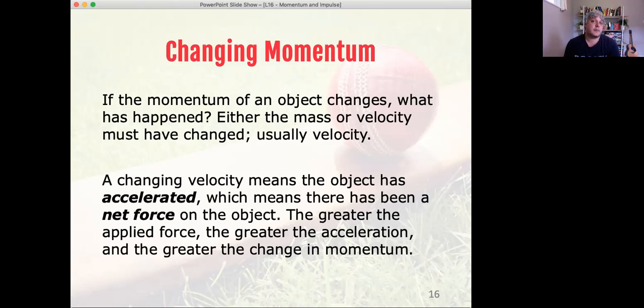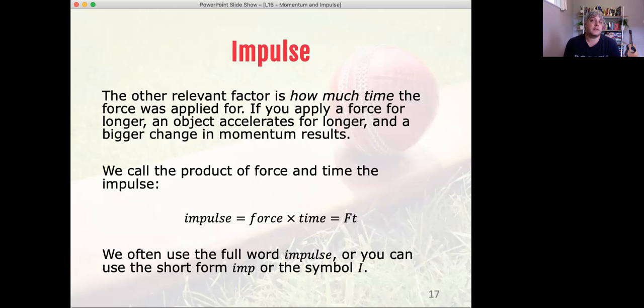Change in velocity means acceleration. Acceleration means a force. A bigger acceleration, bigger change in momentum, bigger force. So these things are all related somehow. Impulse is how we relate them. Impulse is how much time a force was applied for. You apply a force for longer, then you're going to get more acceleration, you're going to get a bigger change in momentum. So impulse is just the product of force and time. How long was that force applied for?